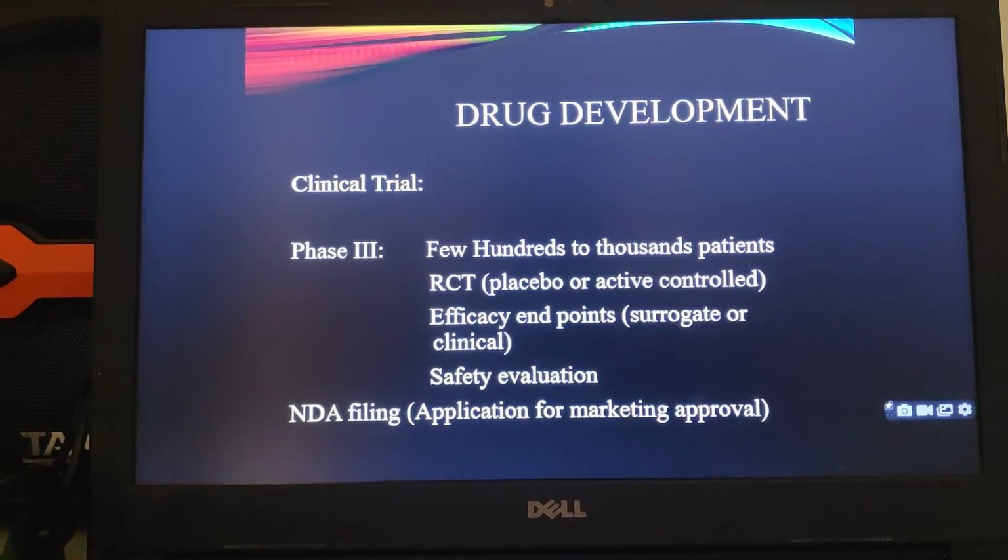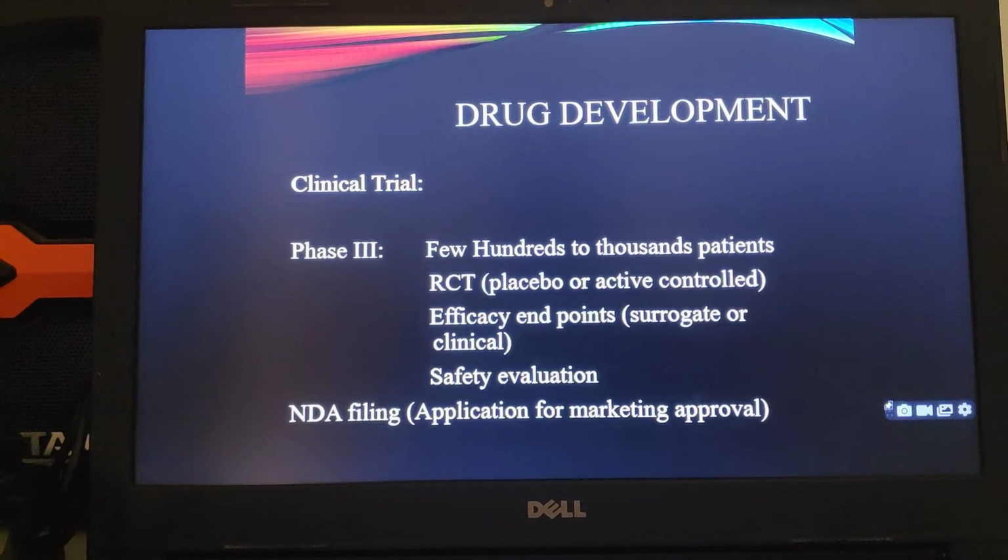There are endpoints which are defined for every treatment or every disease. The endpoints could be a surrogate endpoint or it could be a clinical endpoint. Now, surrogate endpoints are essentially, you can say they are biomarkers, or they are the indicators which tell about the efficacy of medicine, whereas clinical endpoints are the final outcome of the disease.